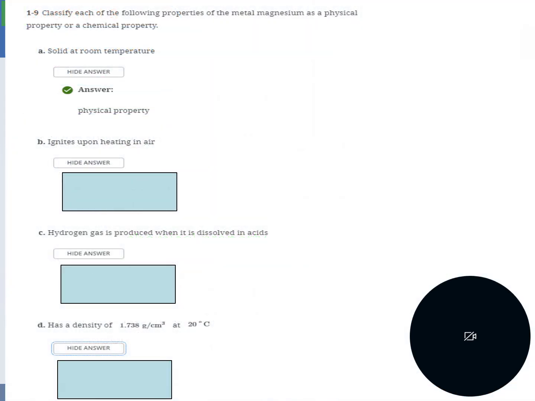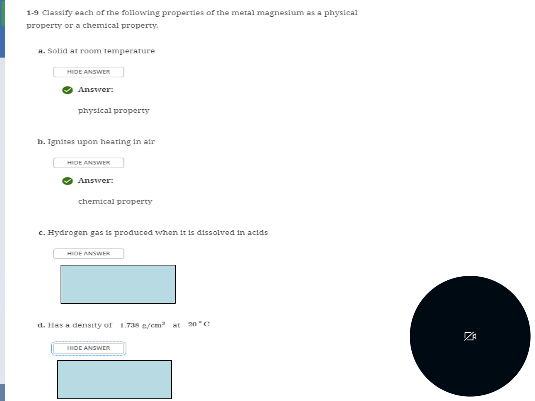Here's another learning check. I always encourage you again to pause the video, see if you can answer these questions, and then see if you're right. So we're going to classify each of the following properties of the metal magnesium as a physical property or a chemical property. Part A, solid at room temperature. Hopefully you would guess that that is a physical property.